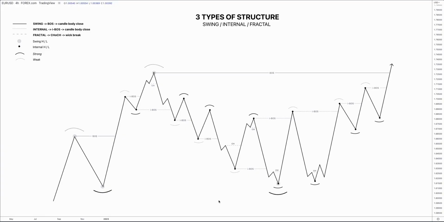But what we're going to do over the course of the next few lessons is break down each of these three types of structure into their own individual pieces. So we can really master each individual concept and get very familiar with the mechanical rules that we use to draw and identify them. We're going to do this on price action examples. We're going to do loads of walkthroughs. We're going to absolutely nail them on their own.